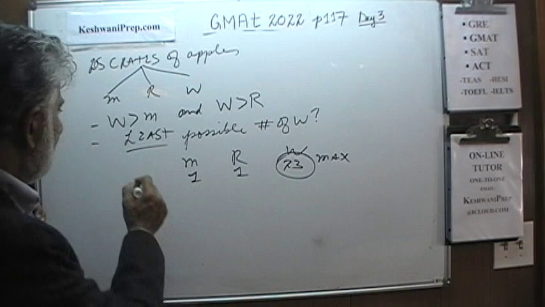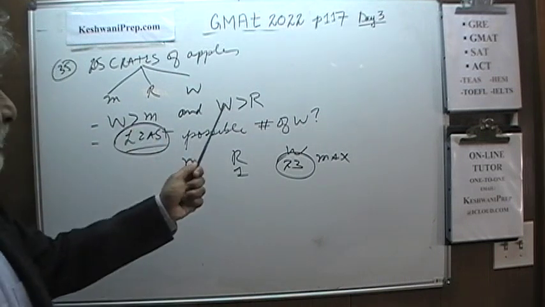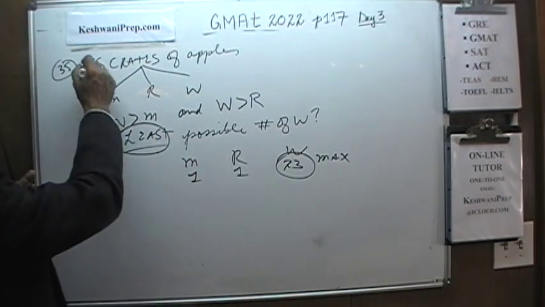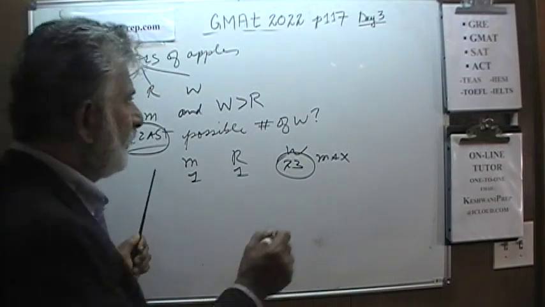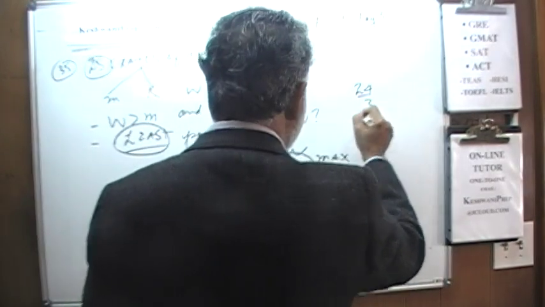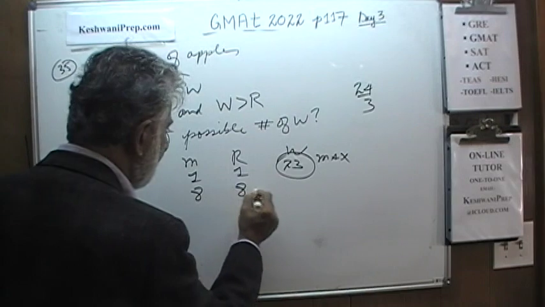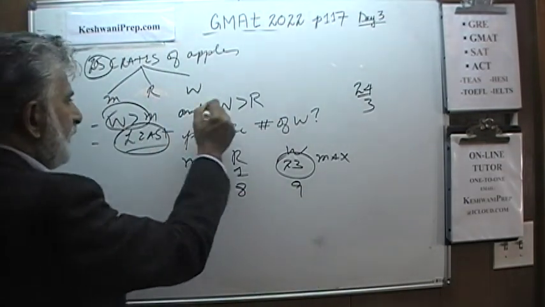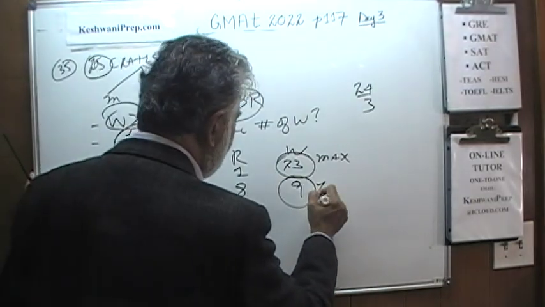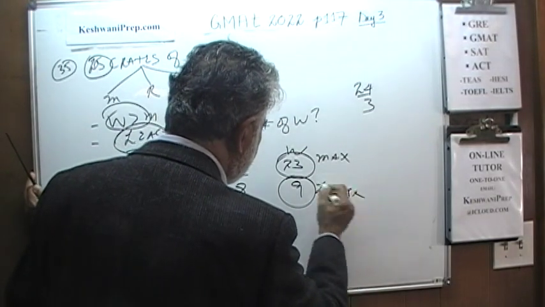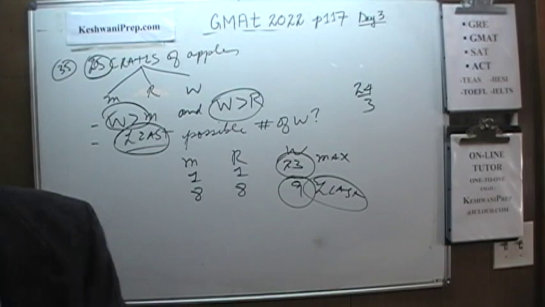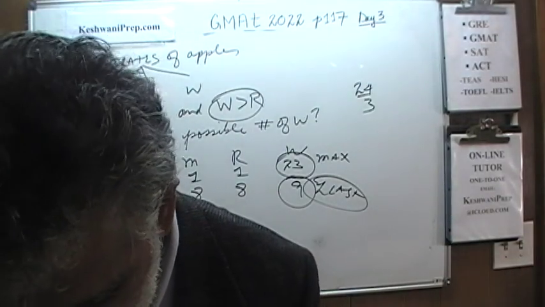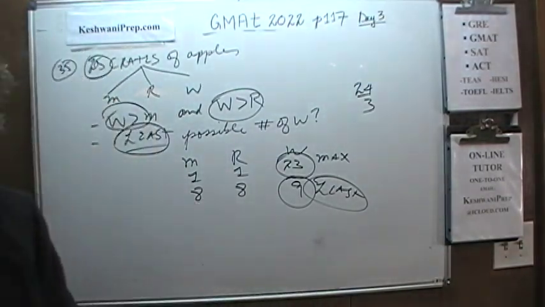The question here is, what's the least? And since we have 25 altogether, if we had 24 divided by 3 would have been 8. So let's just do 8 and put an extra 9 here. And now we have satisfied the condition here and here. This is the least we can have. The least number of Winesap that we can have is 9. Number 36.